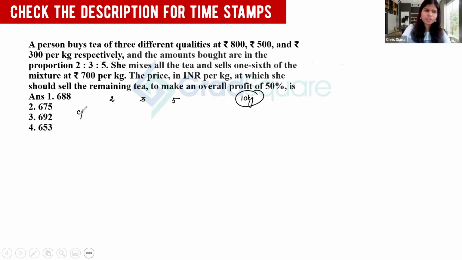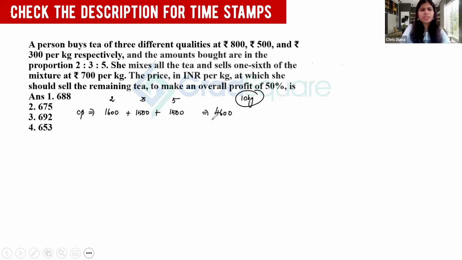Now, let's figure out the cost price of each of these. Cost price to buy the 2 kgs of first kind is going to be 2 into 800, which is 1600. Cost price to buy 3 kgs of the second kind is going to become 3 into 500, which is 1500. Similarly, to buy 5 kgs of the third kind is going to be 5 into 300, which is again 1500. So the total cost price here I can say is 1600 plus 1500 plus 1500. So that gives me 4600.